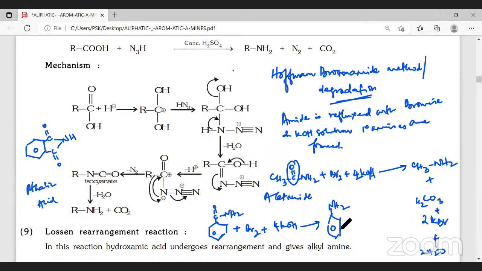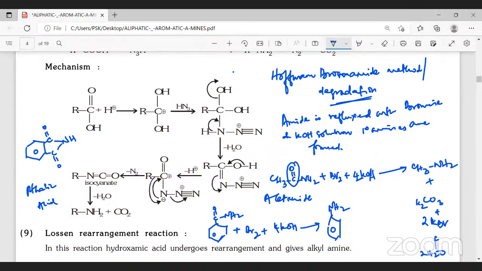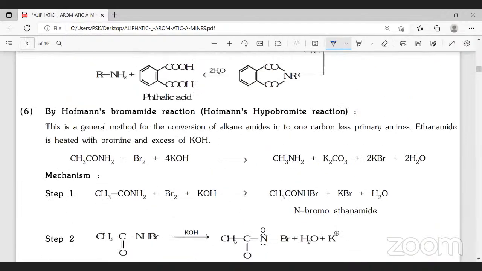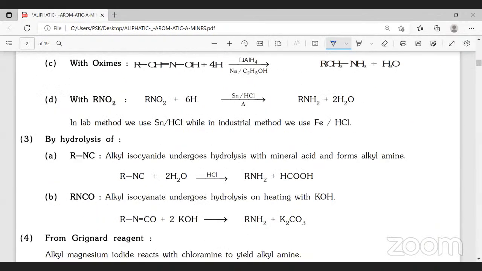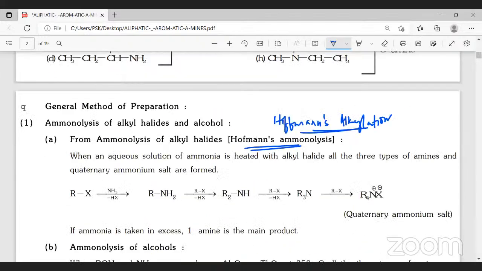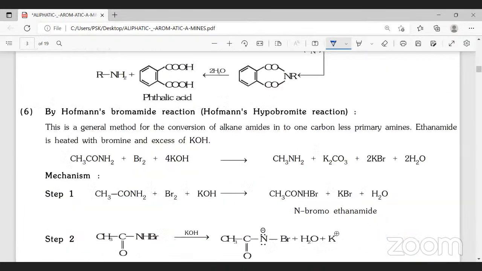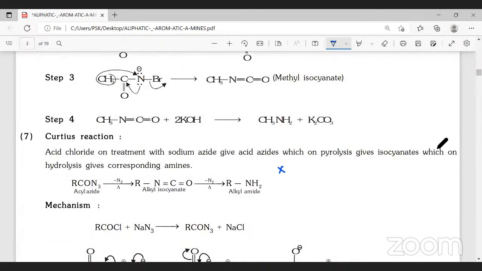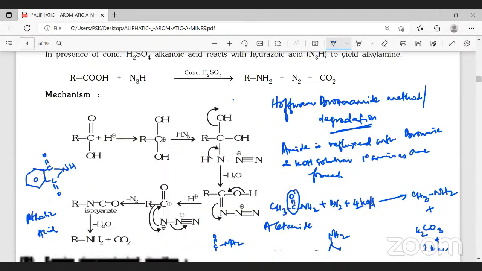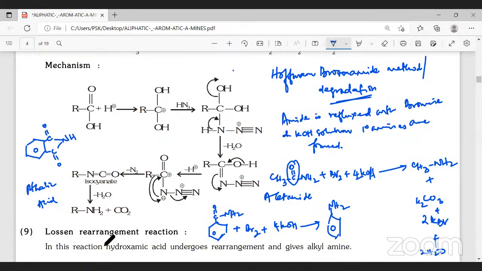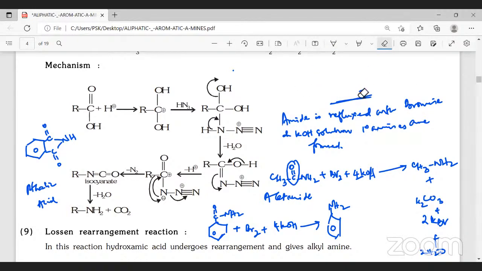Now we have to learn the properties of amines. We will learn the properties of amines in a few minutes' time. So Gabriel phthalimide method, hydrolysis, amide, I have taught you all these methods. Curtius method is not there in the syllabus. We are not learning it. Schmidt method is also not there. Lossen rearrangement is also not there. We will now learn the chemical properties of amines. I'll erase this. Did you understand Hoffman's bromamide method? Yes, sir.